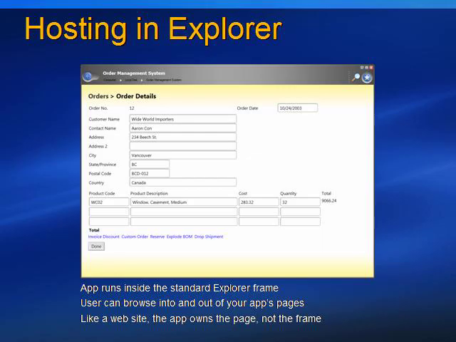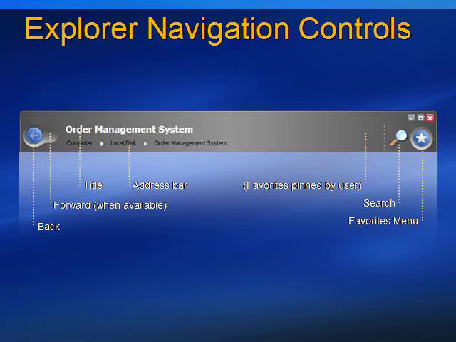Now, this means that they can get into your application very quickly. Maybe they can even bookmark a page inside of your application, so they can come in very easily, and they can leave very easily. They can pick another favorite, or they can type in the address bar and then leave your application. And your application's pages will remain inside the navigation journal, so the user can always go back to where they were inside your app. There's a set of standard navigation controls at the top of the browser, at the top of Explorer. These include a back and a forward button.